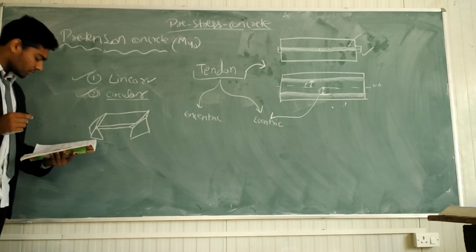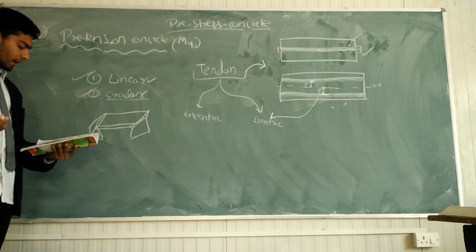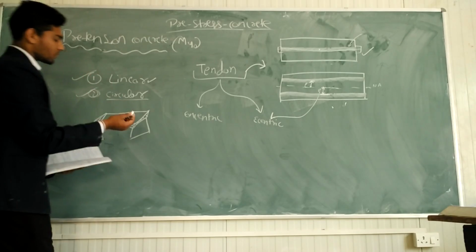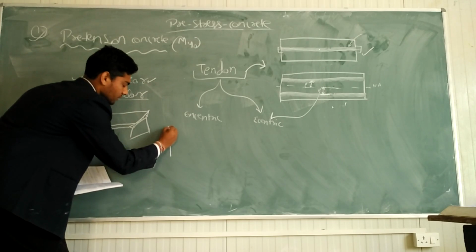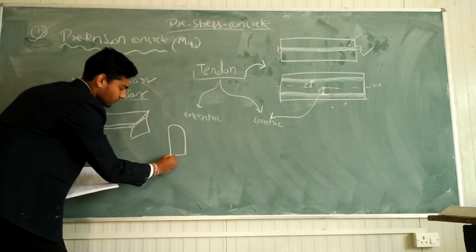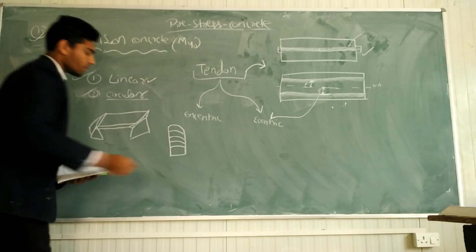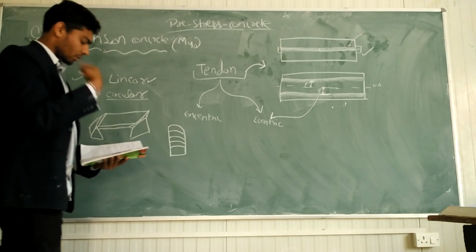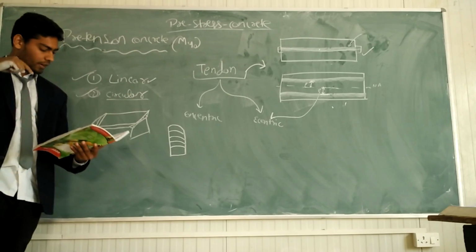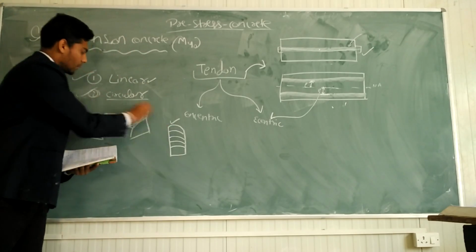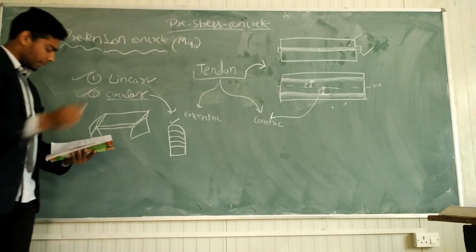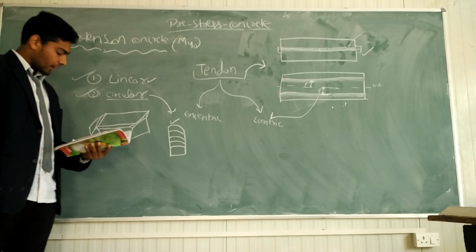But if we are talking about circular pre-stressing, it is provided in the tower. Suppose we are talking about a tower. The shape of the tower is circular. If we take the top view of a tower, in the tower we provide the circular pre-stress. It is provided in a tower.